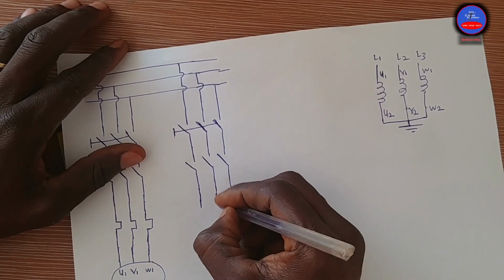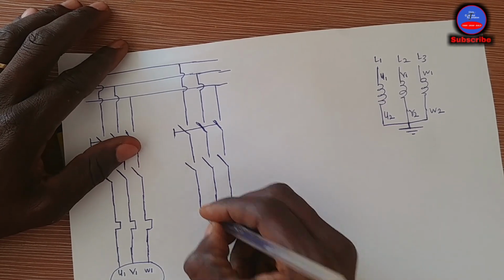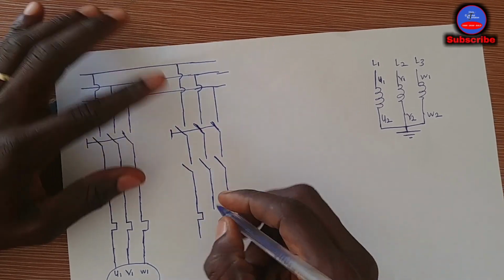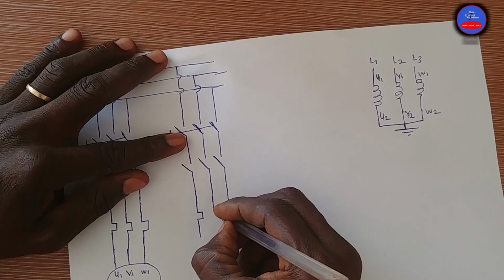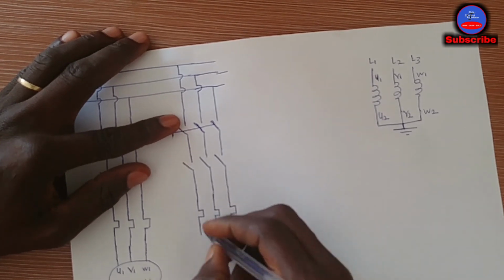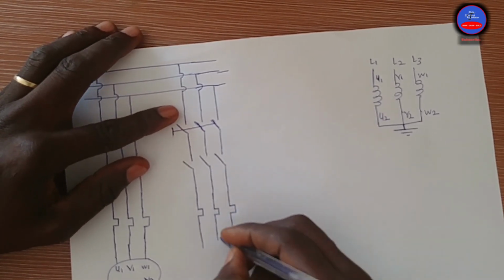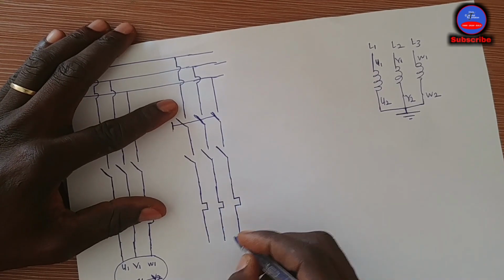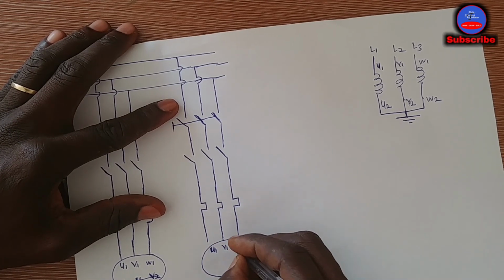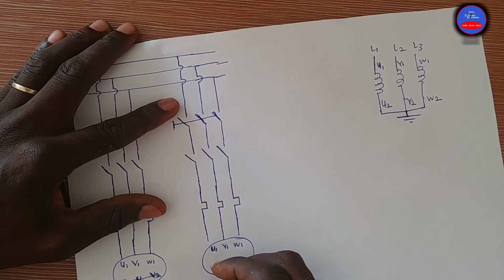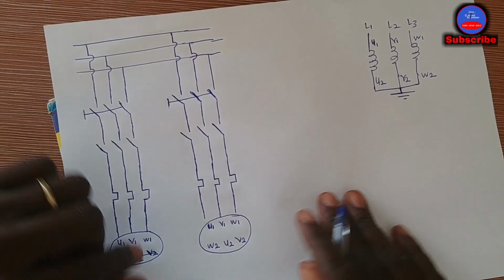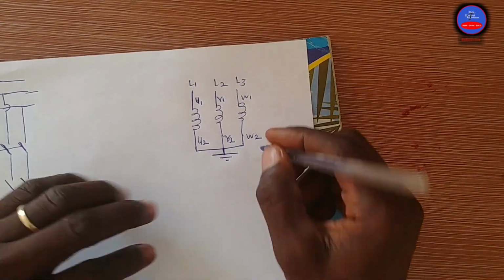As I said earlier, I'm not going to add the overload. I'm just doing the demonstration. When you are doing it, you have to add the overload to prevent the motor from burning under short circuit or under overload. So just add the overload. I am not adding it in the main wiring. So this is the motor. You have U1, V1, W1, and W2, U2, V2.